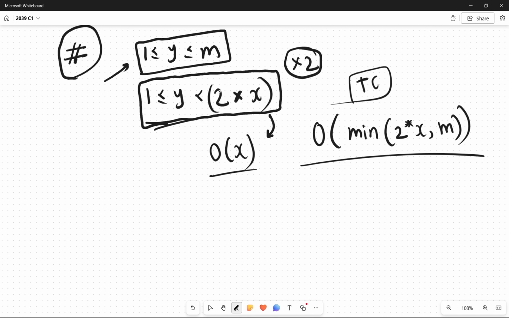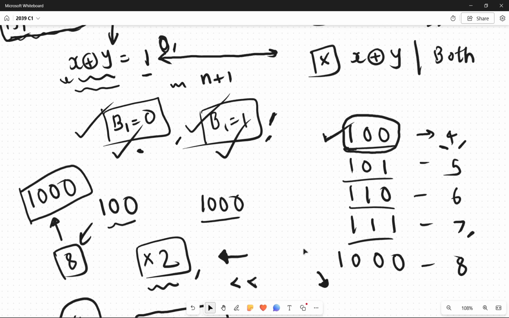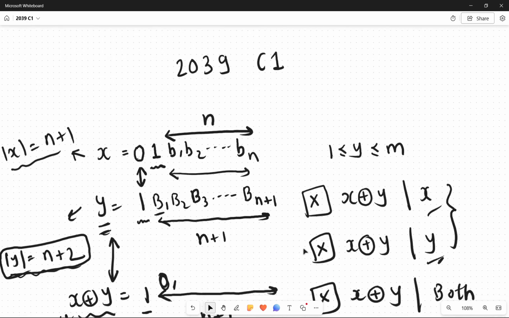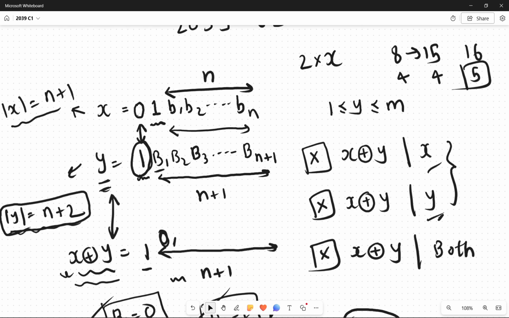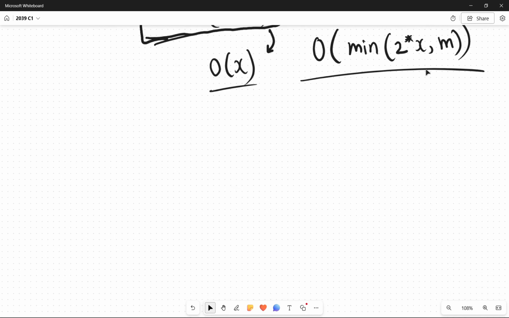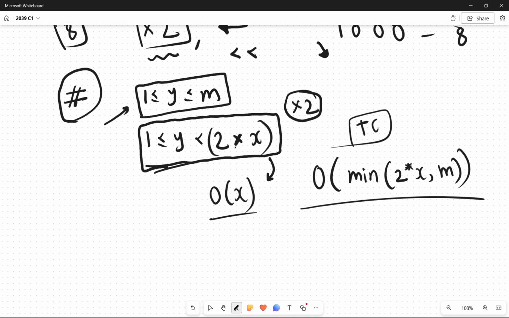Why 2 into x? Because when you do 2 into x, only then does the length of the string increase, right? You go till 8 to 15 in binary, your string length is 4, but when you do 8 into 2, it becomes 16 and the string length is 5. So you want to keep it below 2x, so y should be less than 2x.